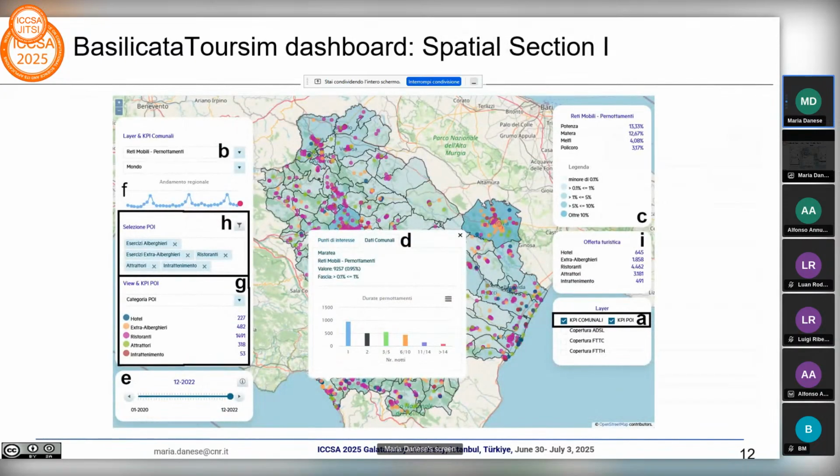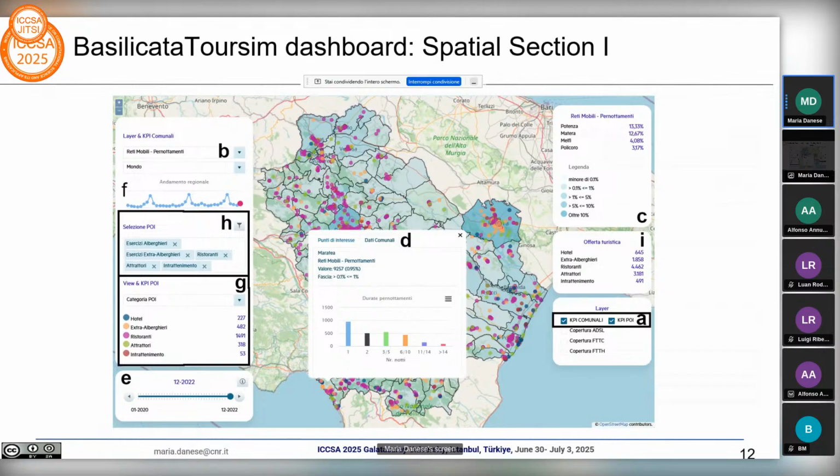The spatial section is based on a WebGIS system using GeoServer and OpenLayers, and the background map is from OpenStreetMap. There are 2 main layers: KPI with polygons that follow the municipal boundaries, and KPI POI with points showing key performance indicators for points of interest.